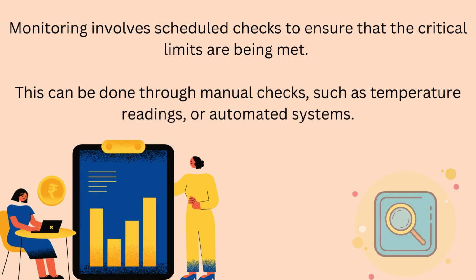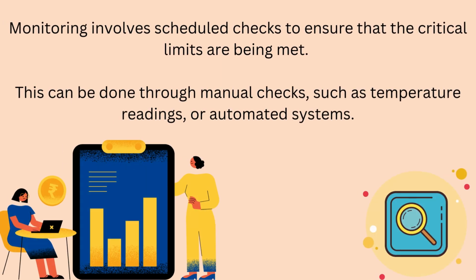Monitoring procedures are now established. In this bakery, the production team uses a probe thermometer to check the internal temperature of the bread in each batch. This ensures that the critical limit of 90 degrees Celsius is consistently met.